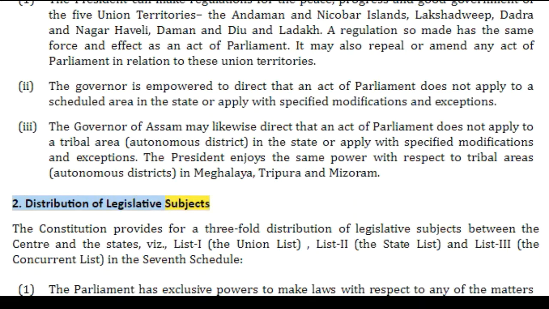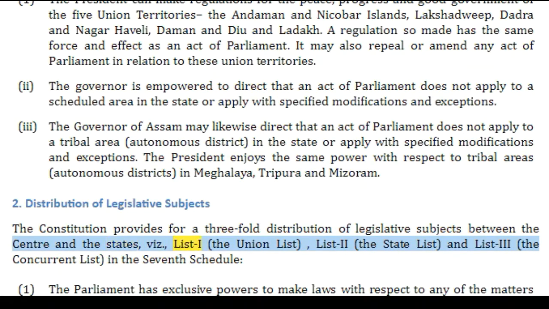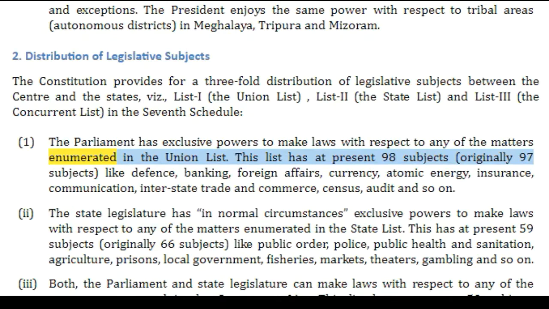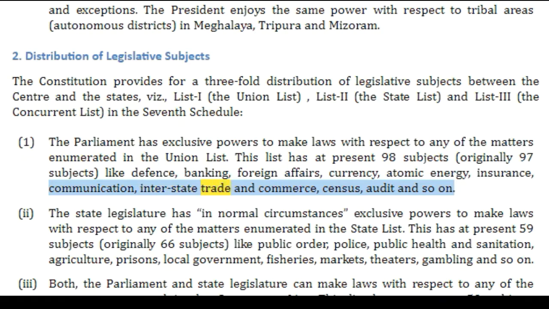2. Distribution of legislative subjects. The Constitution provides for a threefold distribution of legislative subjects between the center and the states, viz. List I, the Union List, List II, the State List, and List III, the Concurrent List, in the 7th Schedule. 1. The Parliament has exclusive powers to make laws with respect to any of the matters enumerated in the Union List. This list has at present 98 subjects, originally 97 subjects, like defence, banking, foreign affairs, currency, atomic energy, insurance, communication, interstate trade and commerce, census, audit, and so on.